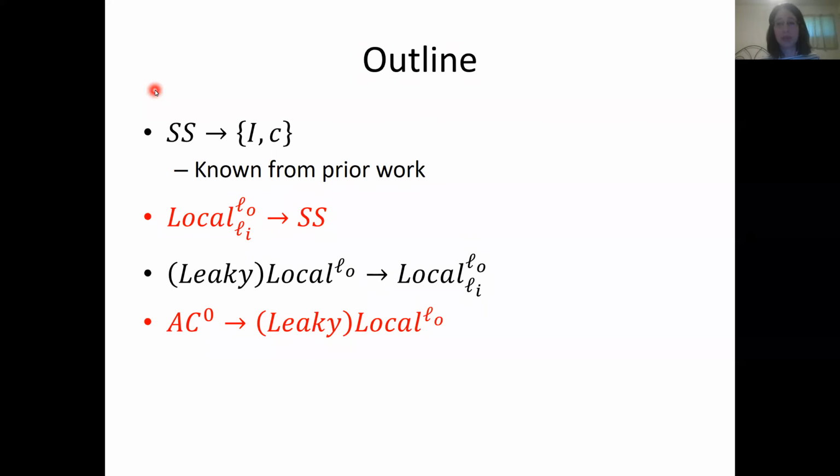Okay, so let me continue. The outline of what we're going to do is a sequence of non-malleable reductions. We know that prior work constructed non-malleable codes for split state. Then we're going to consider two different types of local functions that I'll describe more later, and show non-malleable reductions from these classes to split state. And then finally, we're going to show a non-malleable reduction from AC0 to this type of local function class. The lines highlighted in red are the ones that I'm going to look at in more depth.